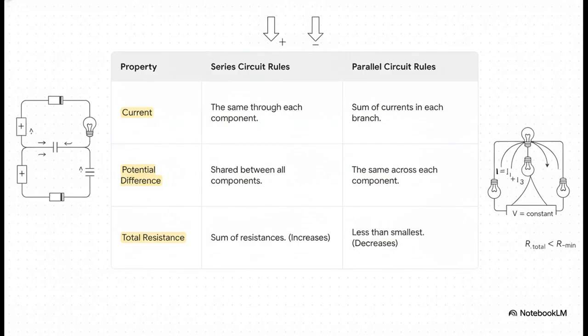In series, current is the same, potential difference is shared, and total resistance goes up. In parallel, current splits, potential difference is the same, and total resistance goes down. Just look at those patterns. They're basically mirror images of each other. If you know this table, you know this topic.